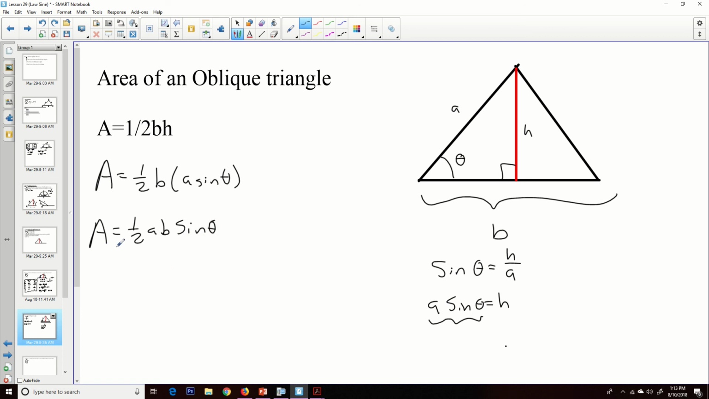So what this allows me to do is I don't always have to have an h. If I have two sides of a triangle, any triangle, with its included angle, I can find the area of that triangle by going 1/2 ab sine theta.